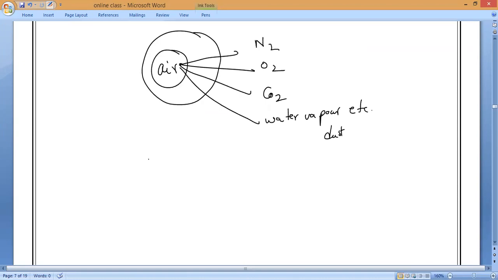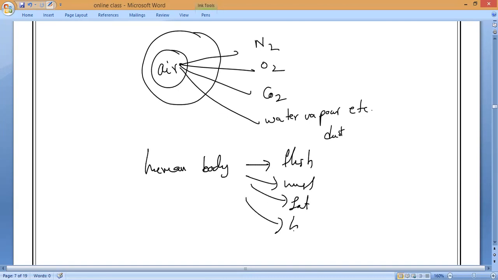For example, if we take our human body, what things are present in the human body? Let me know, everyone. In the human body we have flesh, muscles, fat, blood, blood cells, hair, different things. Is all of it made up of the same kind of particles? No, sir. So that is what you have to understand: different matter is made up of different kinds of particles.